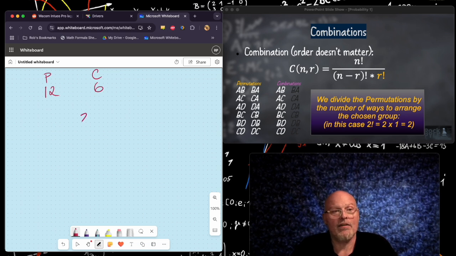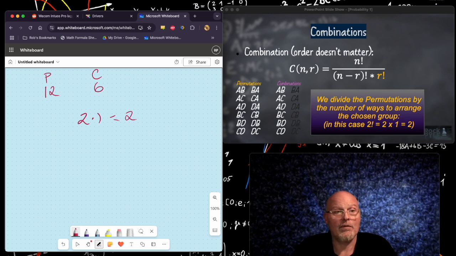In order to choose them, you choose 1 of 2 of the first one, and then you're forced with the second one. So for 2, the total number of permutations of the 2 is 2, and those are all counted as the same. So when we go from permutations to combinations, we take the permutation answer and we then divide it by the different ways to arrange the chosen group, because all of those would be the same.